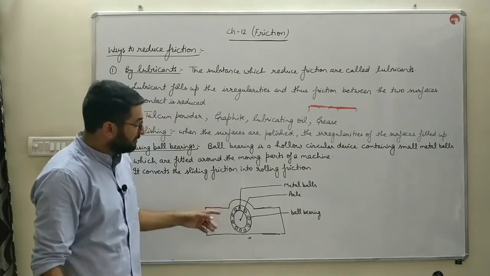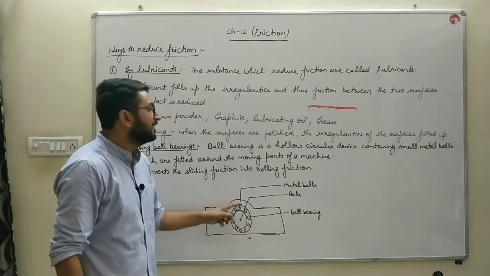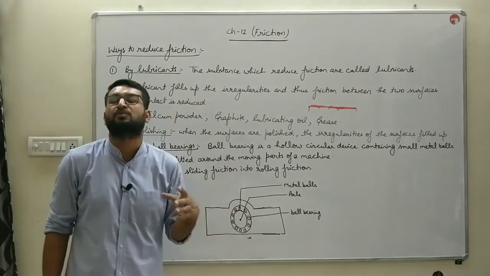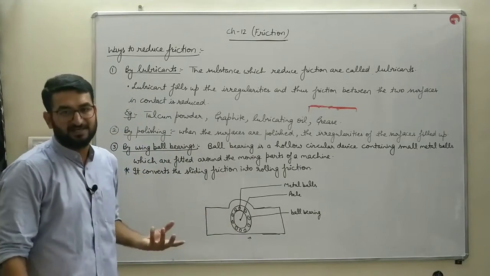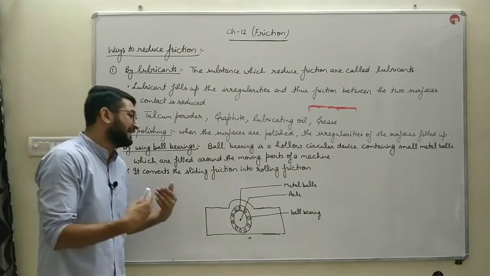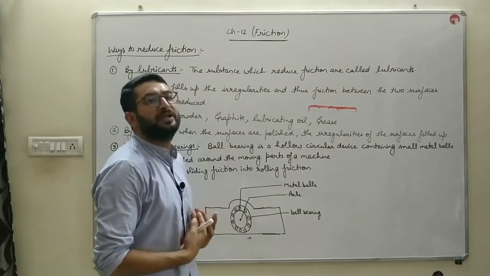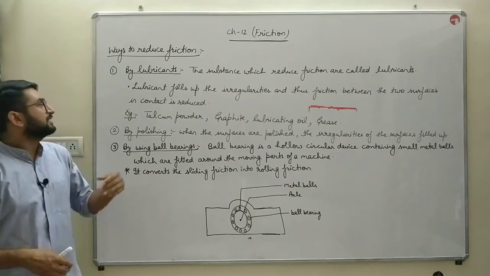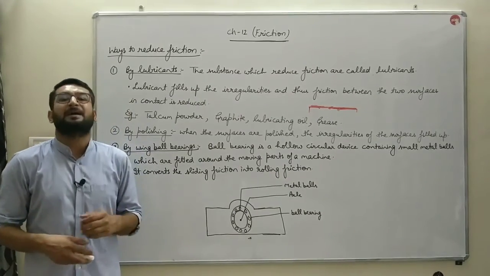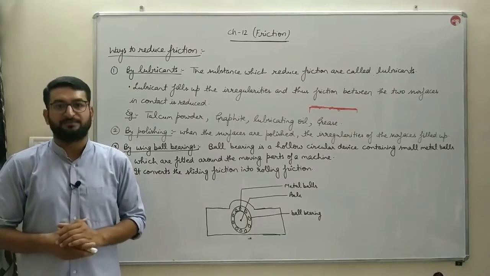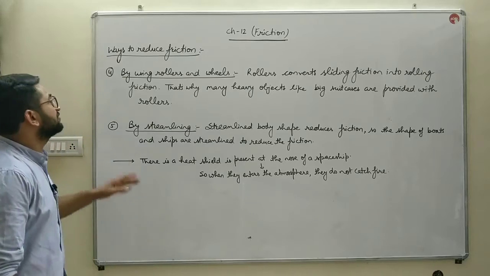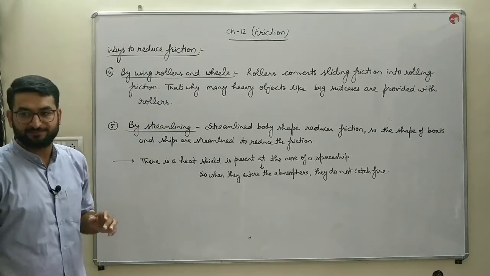So what is a ball bearing? It is a hollow circular device containing small metal balls which are fitted around the moving parts of a device. That is known as a ball bearing. And a ball bearing converts the sliding friction into rolling friction. So these are the three ways which we discussed, bachche: by lubricants, by polishing, and by the use of ball bearings. The fourth method to reduce the friction is by using rollers and wheels.